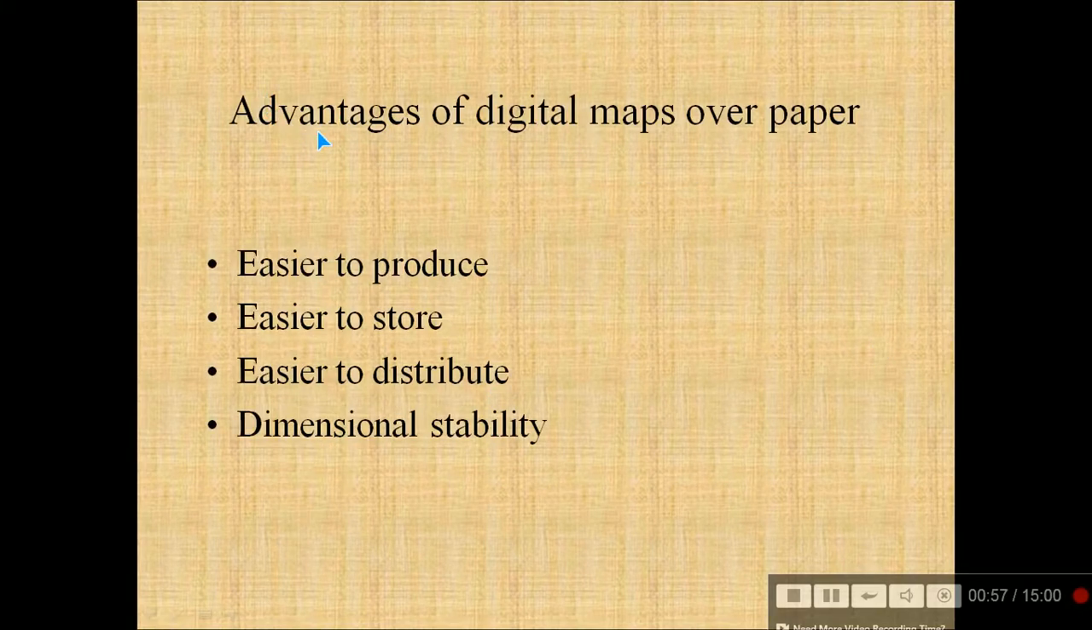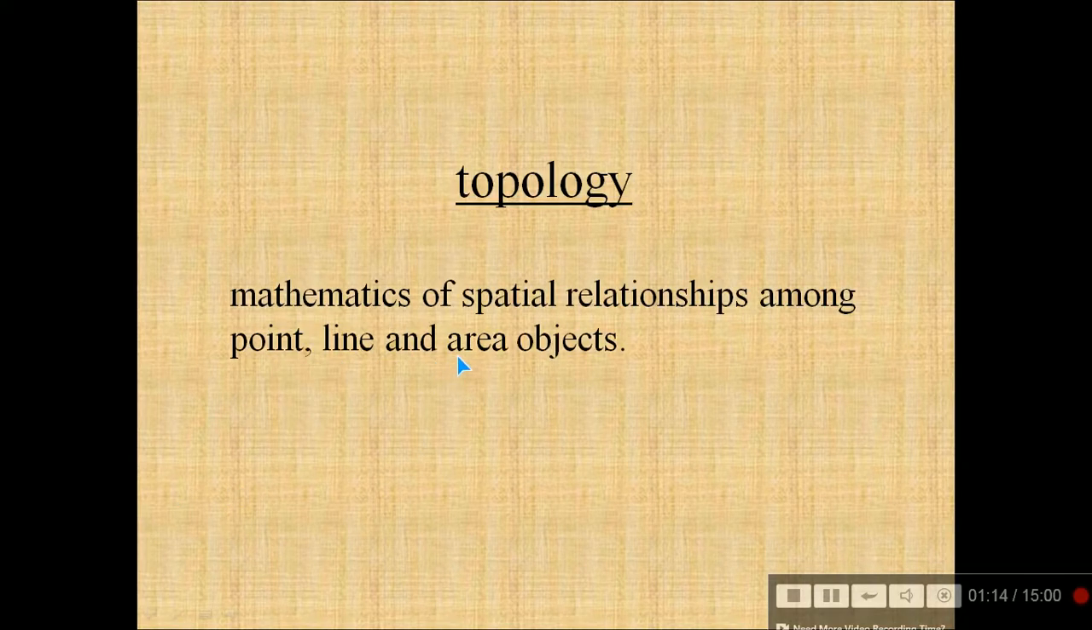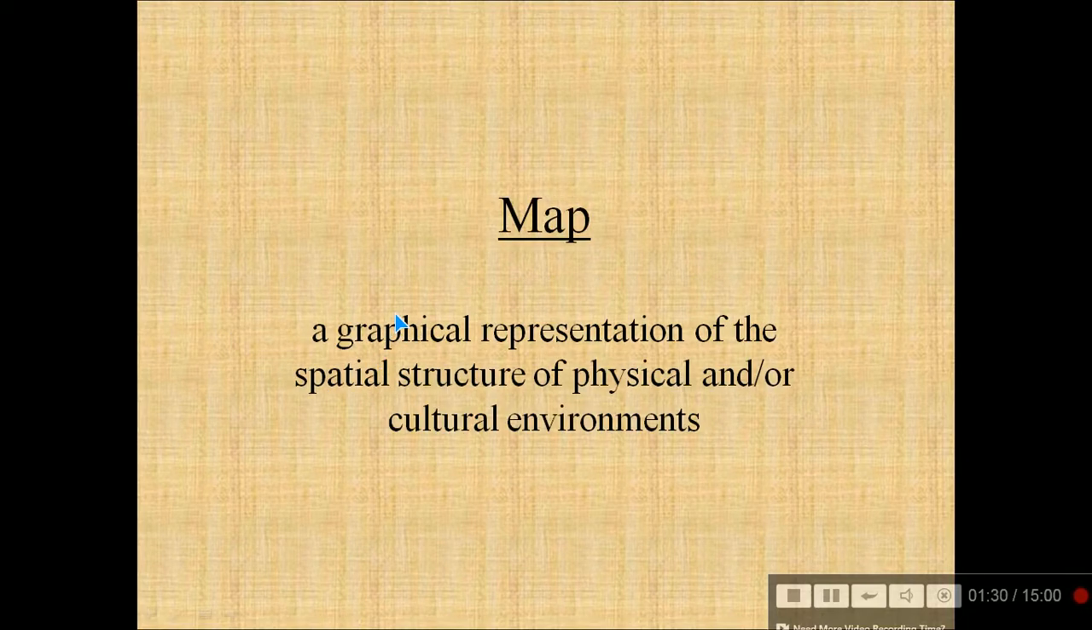What are the advantages of digital maps over paper? They are more often and mostly spoken of as easier to produce, easier to store, easier to distribute, and they have dimensional stability all through. And topology, what is topology when we talk about GIS? The mathematics of spatial relationships. Spatial means the distance measurement and all. The mathematics of spatial relationships among point, line and area objects. We'll cover it in more detail.